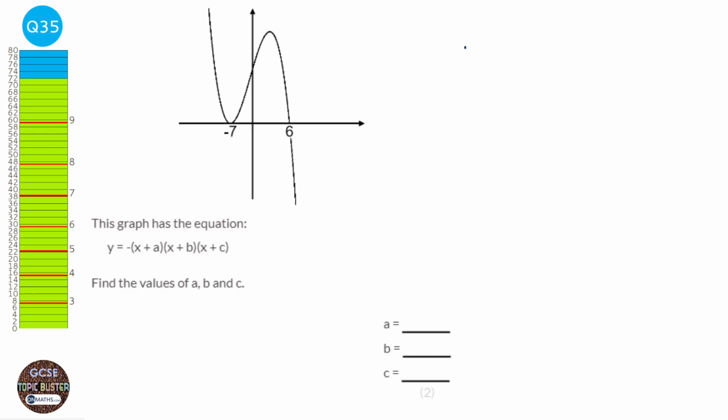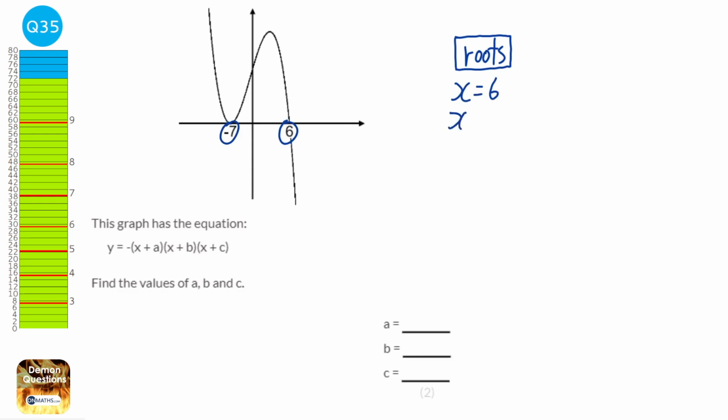Next thing we want to do is find the roots. So the roots are where the line crosses or touches the x-axis. So here we can see it touches it at 6, so when x equals 6. And here, now this is an interesting one, it actually touches it twice. It touches it at minus 7 the first time, going down, and then it touches it at minus 7 going up. So there's technically two roots there.